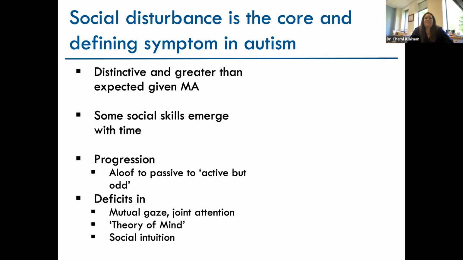And so again, just to come back to the diagnosis, social disturbance is the core and defining symptom in autism. So I talked about the fact that we expect the social behaviors to be distinctive and greater than expected given their mental age, that's the MA. And again, we talk about some skills emerging over time, and we might see changes given the expectations across childhood. Okay, so just to remind there.